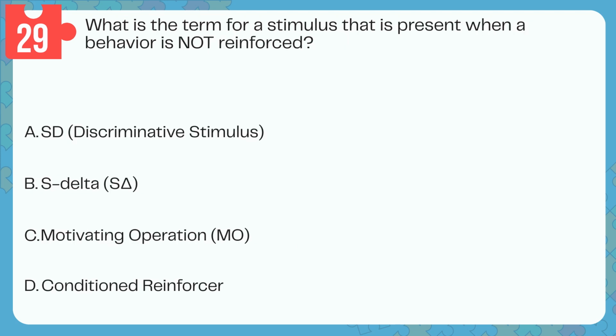Question 29. What is the term for a stimulus that is present when a behavior is not reinforced? A. SD, discriminative stimulus. B. S delta. C. Motivating operation, MO. D. Conditioned reinforcer.